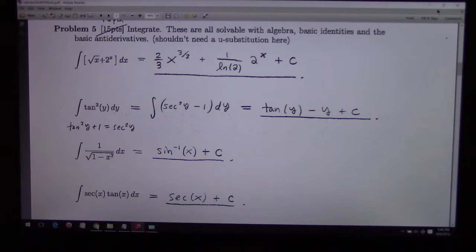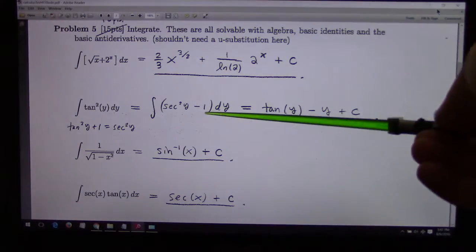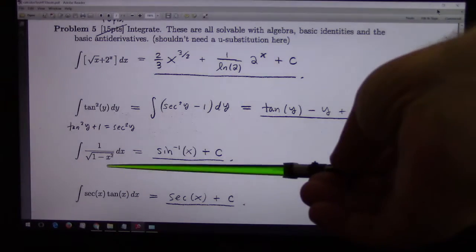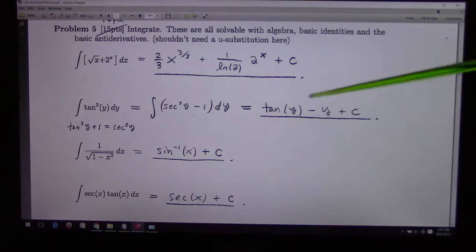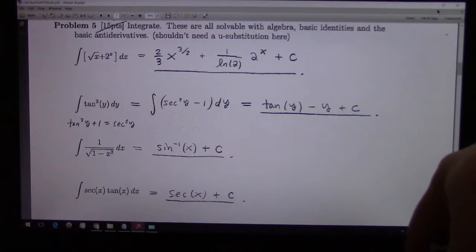Integrate. These are all solvable with algebra, basic identities, and basic antiderivatives. Yeah. So, tangent squared is secant squared minus 1. There it is. Integral of 1 over square root of 1 minus x squared is inverse sine. This is secant. Yeah, we talked about these.